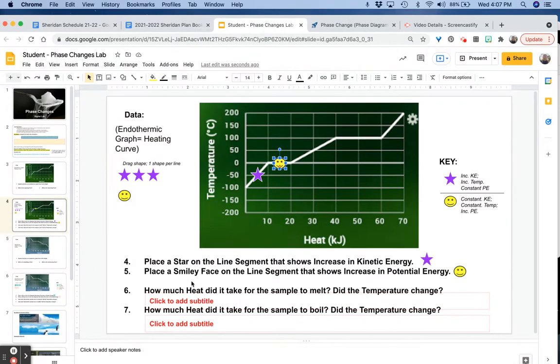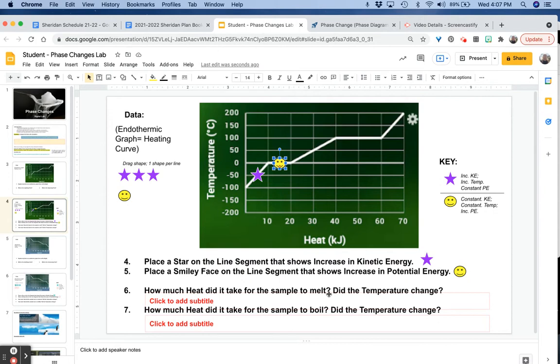And then question 6 asks, how much heat did it take for the sample to melt? Did the temperature change? So remember, we started in a solid. How much heat did it take? If you're looking down here at the kilojoules, that's one unit of energy, how much heat did it take for the sample to melt? If you're not sure, go back to that simulation and click play. It labels at each point what's happening during the phase change.